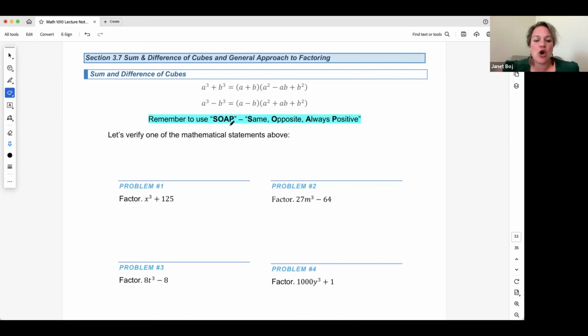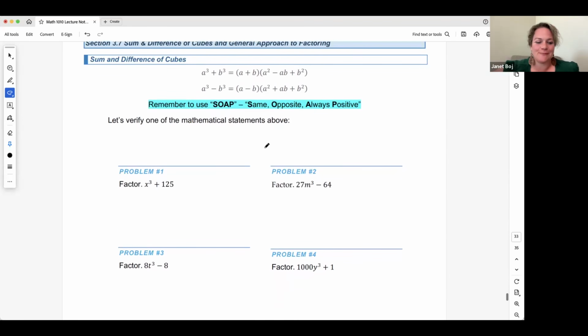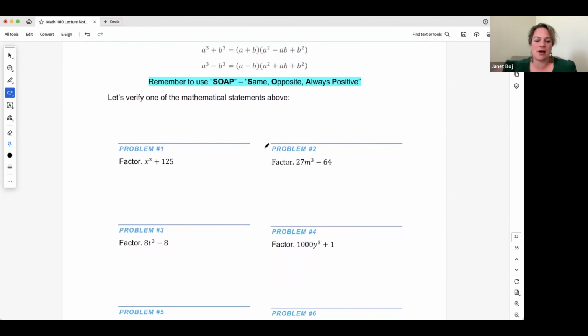Remember to use SOAP when you're dealing with the signs. So if it's a cubed minus b cubed, then the first sign will be the same as the minus. The next sign will be opposite, and then the third sign is always positive. SOAP. Let's try it. Look at problem number 1.